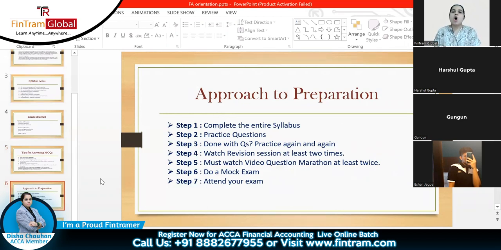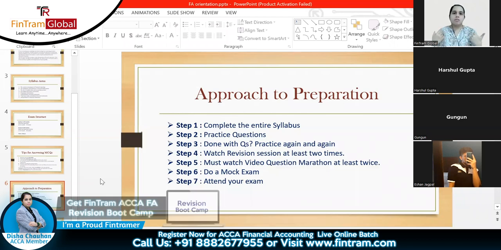What should be your approach to preparation? Now, this is an on-demand exam, which means you will choose the date and you will give the paper as per your convenience. ACCA does not say that, okay, on this particular date you have to appear for this exam. Now, this is a very good benefit, but at the same time, what happens? Students tend to procrastinate.